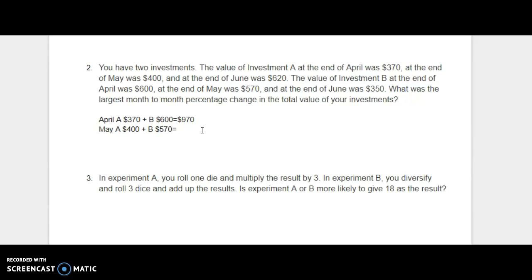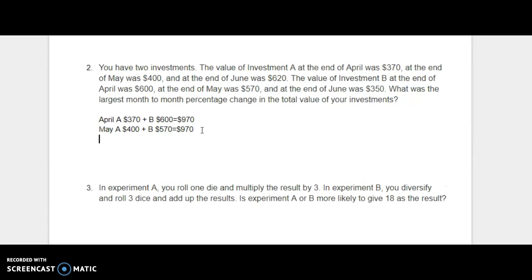So for a total for the month of May, that equals $970 as well. And then the last month is June. So at the end of June, investment A had $620, and investment B had $350. So these two combined in value in the month of June brought us to $970.